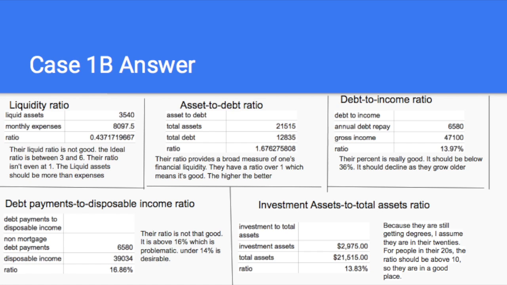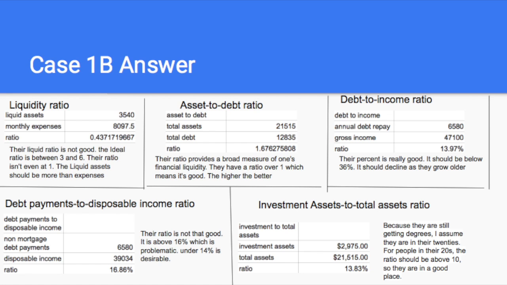Next, we have our debt payments to disposable income ratio. This is your non-mortgage debt payments divided by your disposable income. Your non-mortgage debt payments are all your payments that are not mortgage. This number is 6,580 divided by your disposable income, which is all the money that you have to spend for non-essentials, which is 39,034. The ratio is 16.86%. The ratio is not that good. It is above 16%, which is problematic. The ideal percent is under 14. This ratio estimates funds available for debt payment.